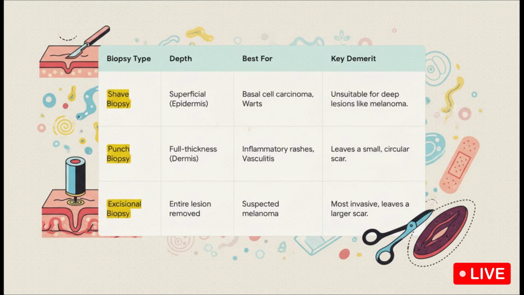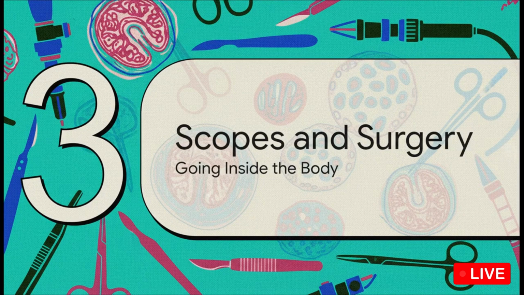And then there's the excisional biopsy. That's where the doctor cuts out the entire lesion. It's not just for diagnosis. It's often the first step of treatment, especially for melanoma. Okay, so now we're diving even deeper. What happens when a needle isn't quite right and the problem isn't on the skin? Well, then doctors need to actually go inside the body. This is where the scopes and scalpels come out, giving them a direct look and the chance to get much bigger, better samples.